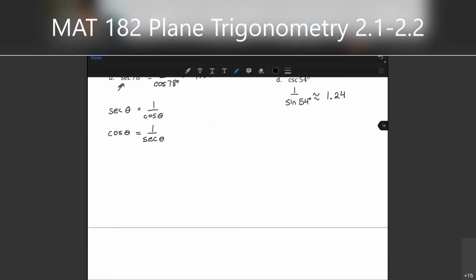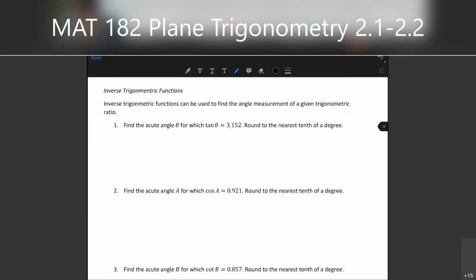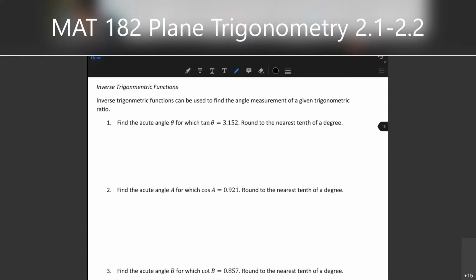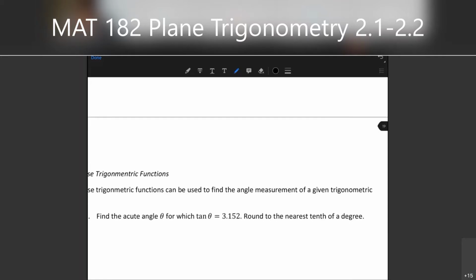Just have a little bit longer here, and then we'll go to questions for the day before. The next thing is going to be working with some inverse trig functions to solve the following expressions. Inverse trigonometric functions can be used to find the angle measure of a given trigonometric ratio. Let me do a little bit of a talk before we get into these problems about what is exactly going on with an inverse trig function.